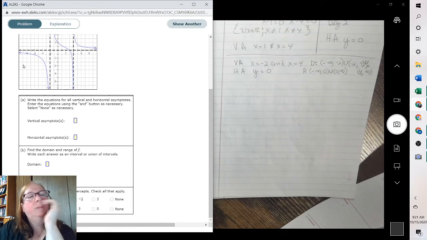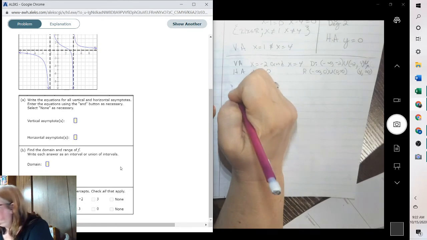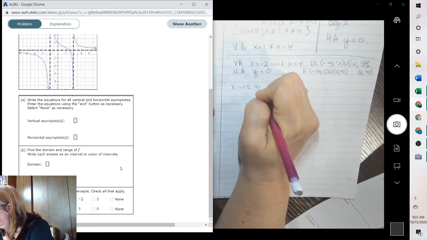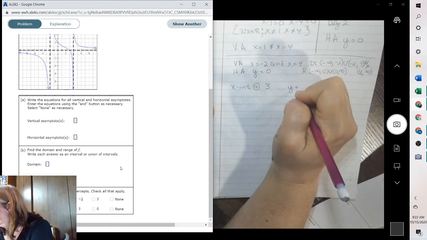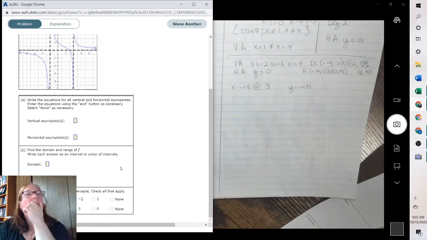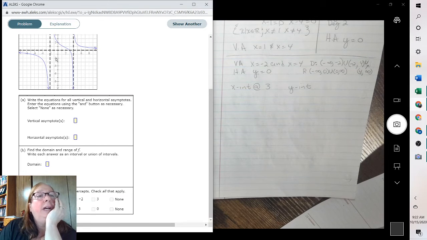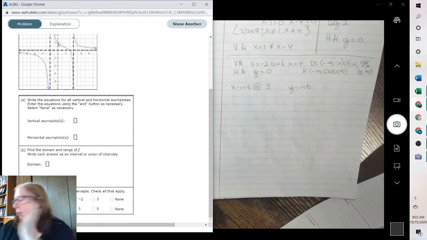X-intercept, well, there isn't an X-intercept. Oh, there is one right there. Notice that even though it's the asymptote, on some functions, and there's not very many of them, it will cross. And so we have an X-intercept at 3. So you would mark the 3. Y-intercept is where it hits the y-axis, and notice it's at 2.